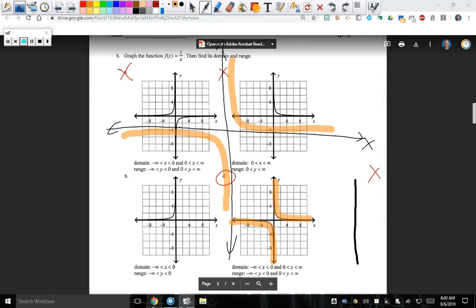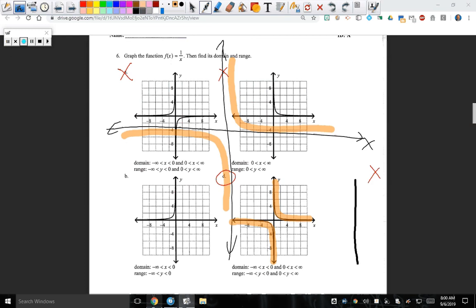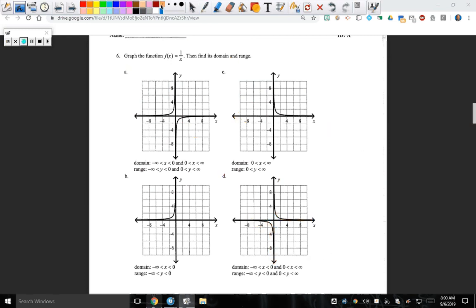And hence, that's why this domain is going to be negative infinity all the way to 0, open on both because they're not touching 0, and it will never reach negative infinity. And then union, 0 all the way to infinity. That's what you have in this algebraic notation right here.